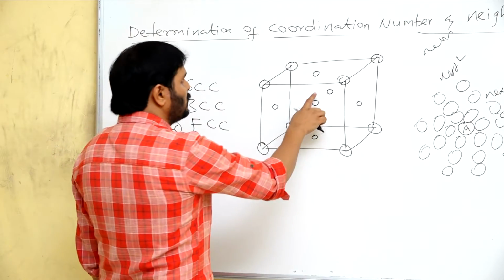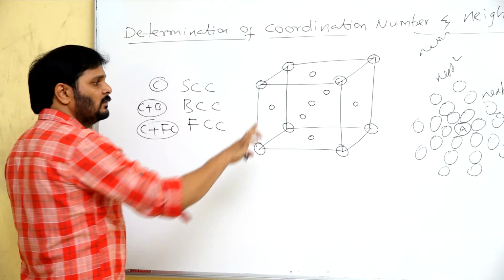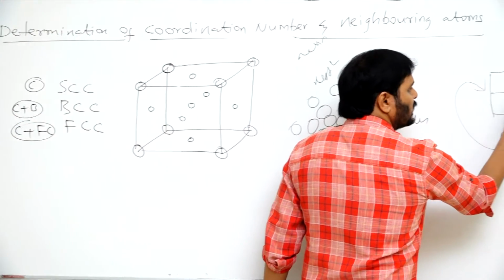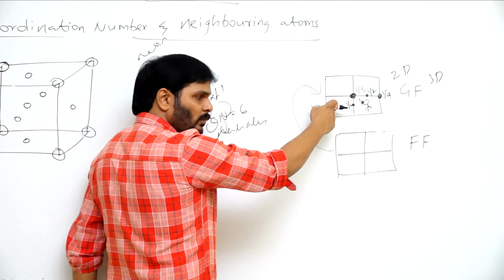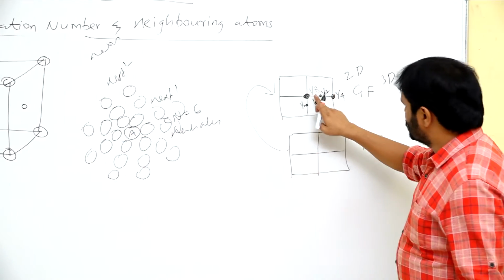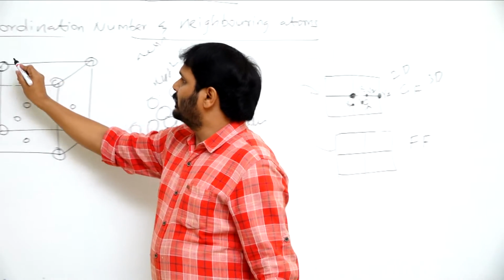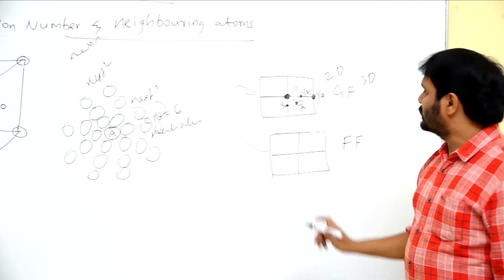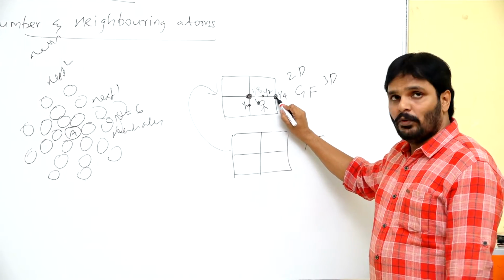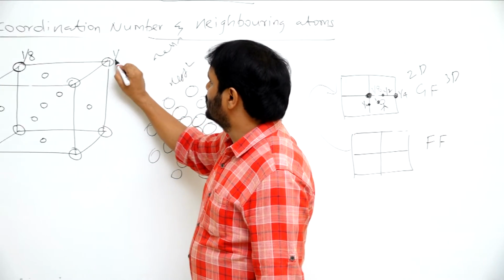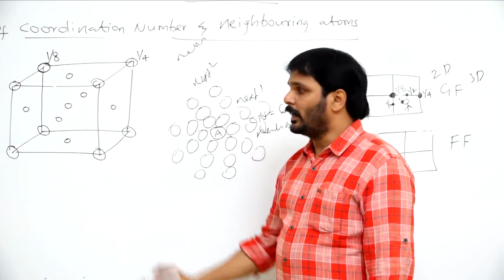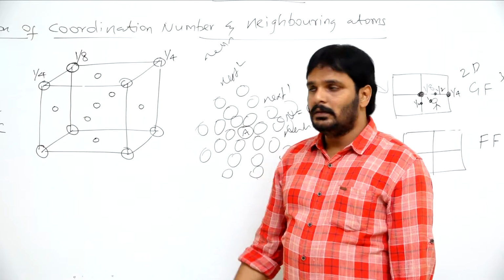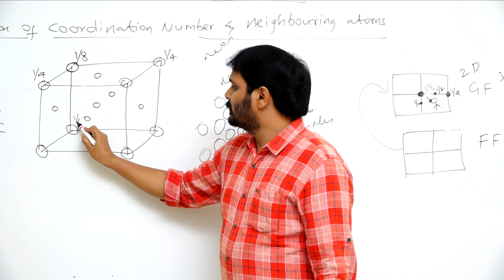Okay, right. Now we would like to find out the contributions first of all. Take this point: 4 rooms below and 4 rooms on the top, so the contribution to each unit cell is 1 by 8. Next, come to this point. This atom is shared with 4 other rooms, so 1 by 4. Similarly, this is also 1 by 4, and this is also 1 by 4.